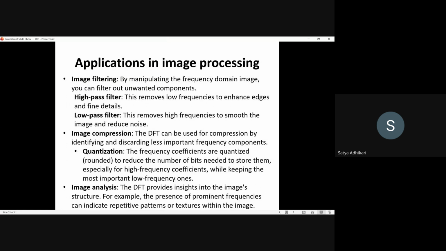Let us see some applications of DFT in image processing.